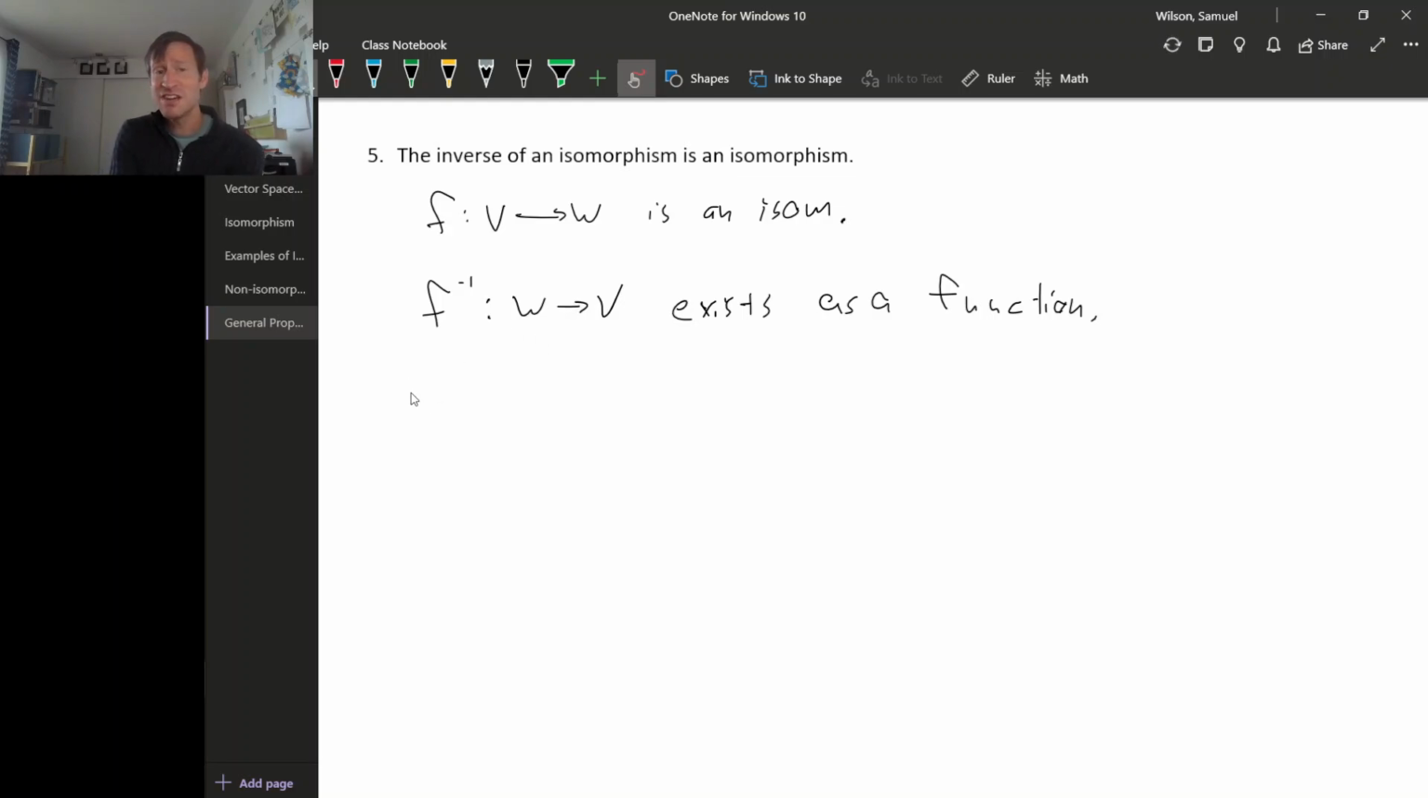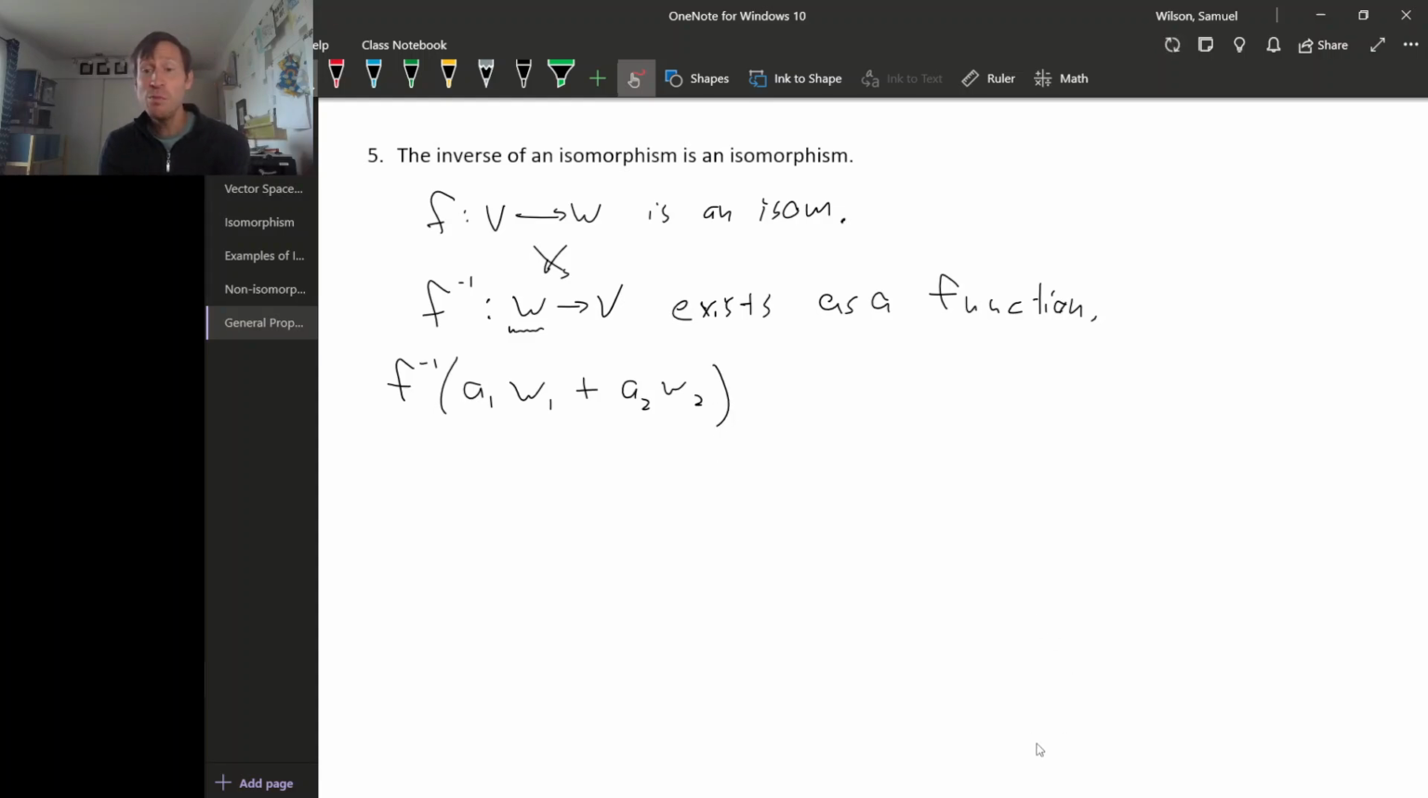So to check if it preserves structure, let's remember, we only need to show that it preserves a linear combination of two vectors. That's enough to show that it preserves structure. So let's take a linear combination of two vectors in the domain of f inverse. And the domain of f inverse is W, right? When you do inverse functions, domain and range switch. So let's call our vectors W's instead of V's. So a1 w1 plus a2 w2.